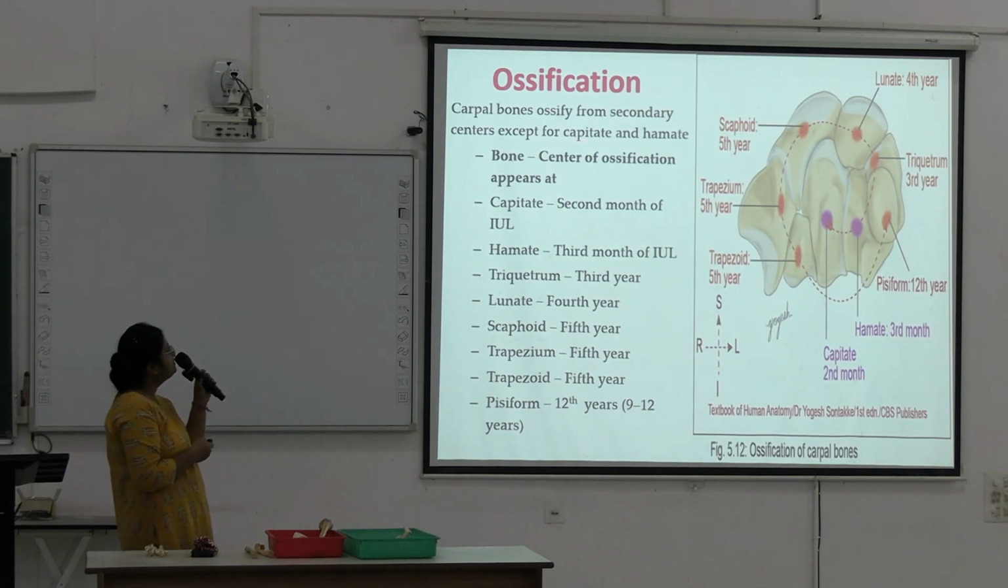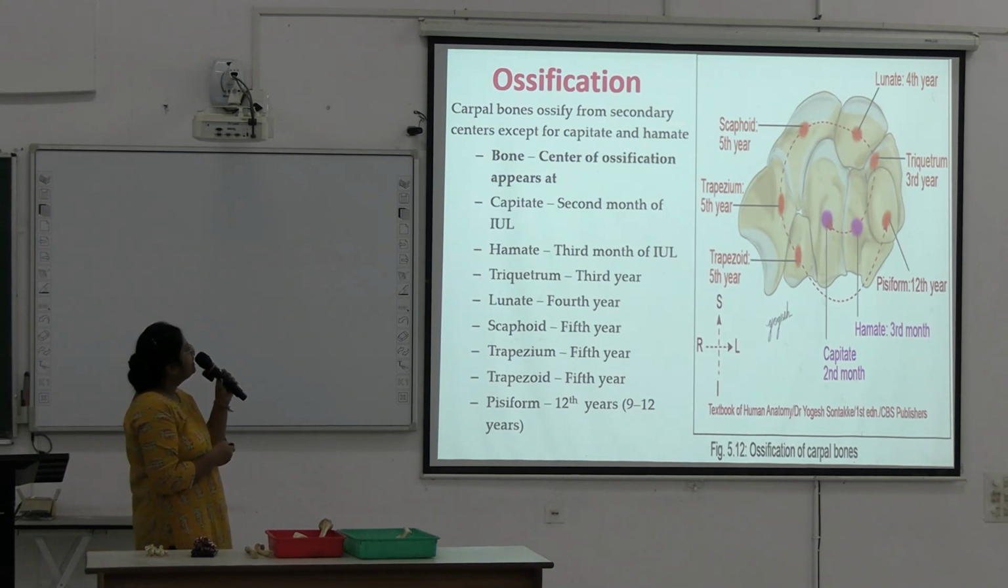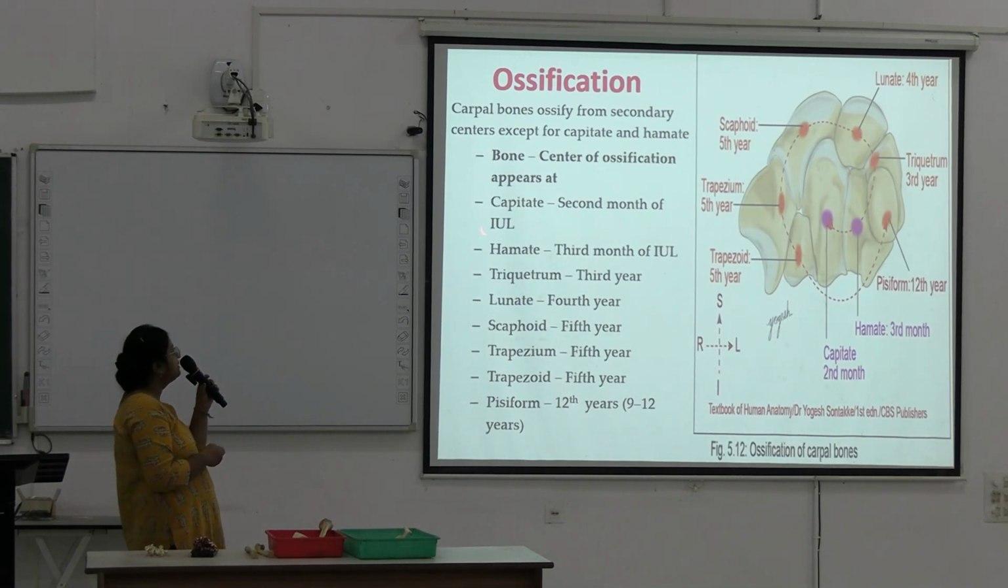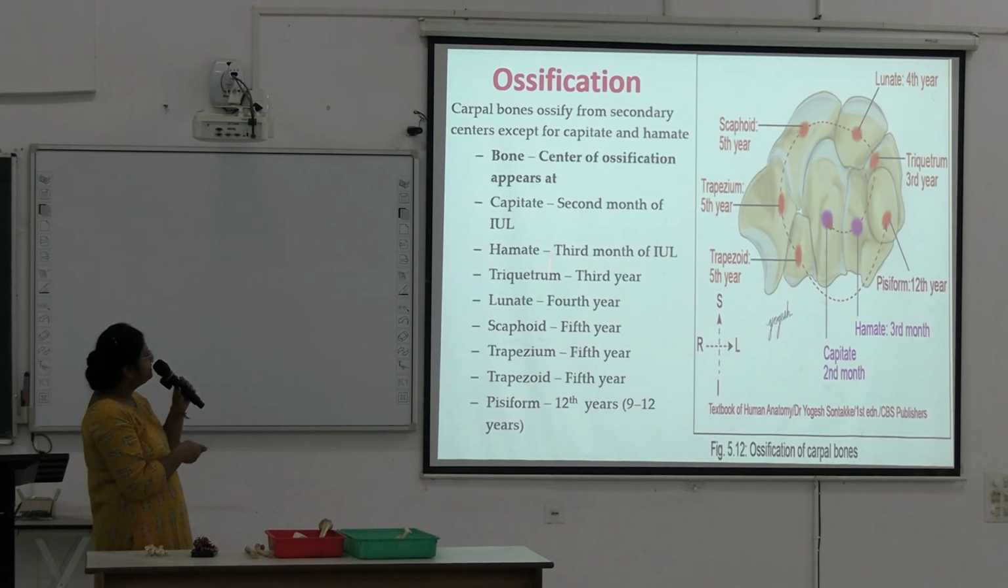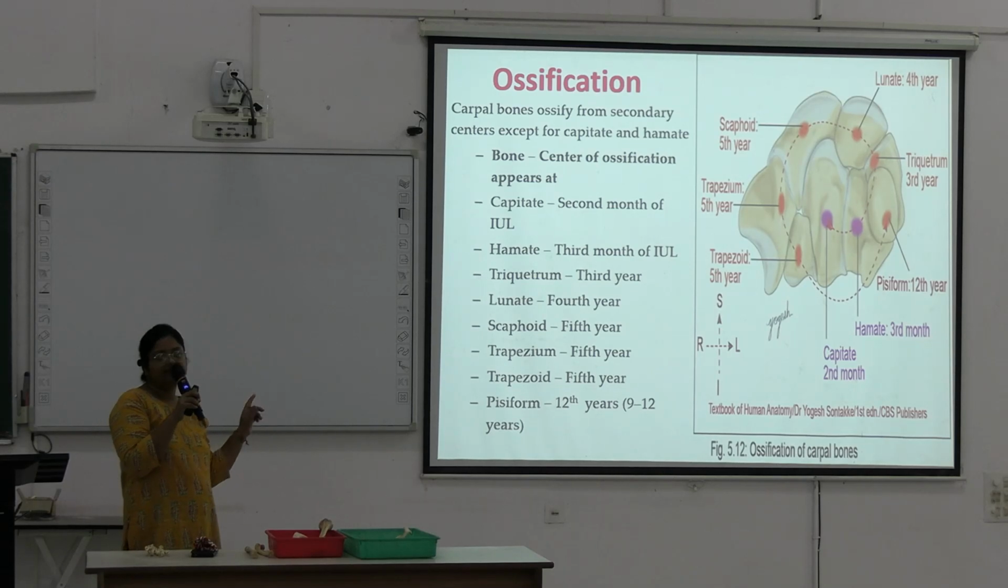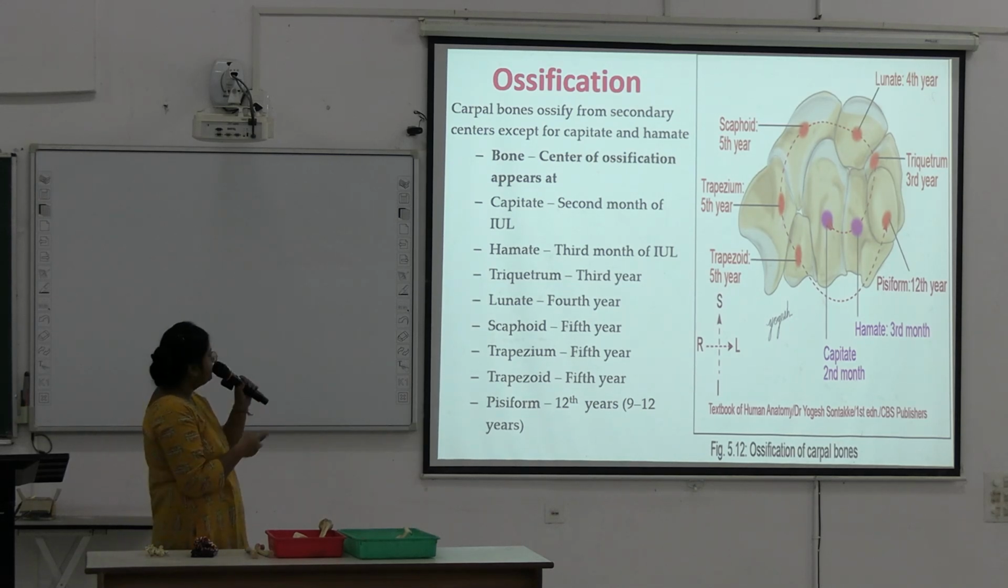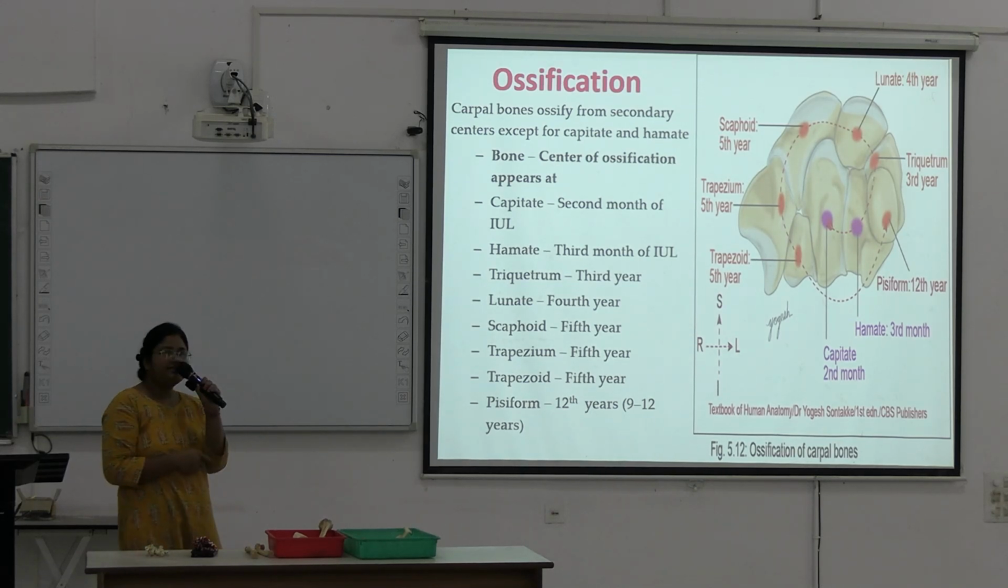So carpal bones ossify from a secondary center except for capitate and hamate. Capitate and hamate are from a primary center, appearing for capitate in the 2nd month of intrauterine life, and hamate in the 3rd month of intrauterine life. And these are exceptions. These are small bones that do not have epiphysis and diaphysis differentiation. Okay, so each appears from only one secondary center.